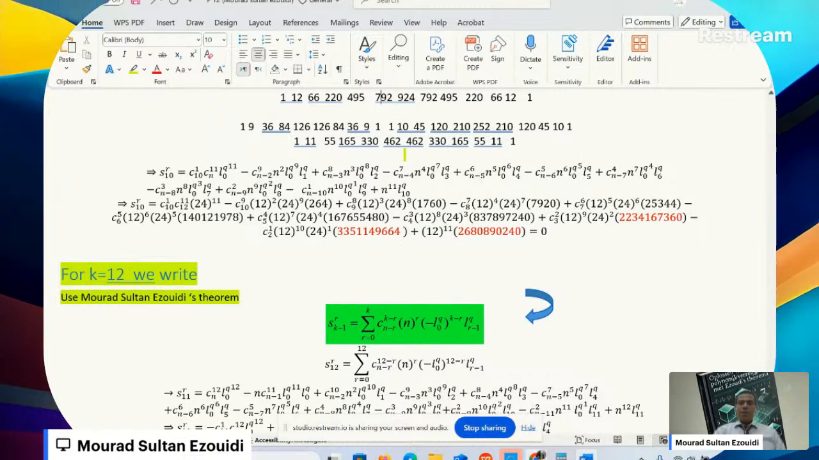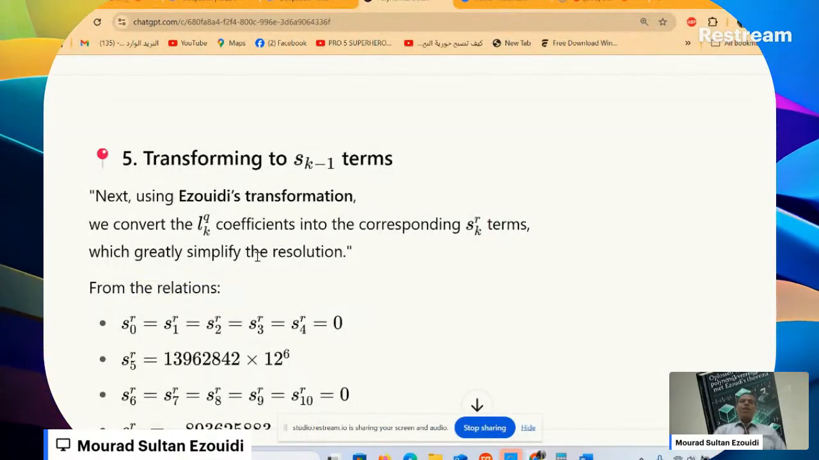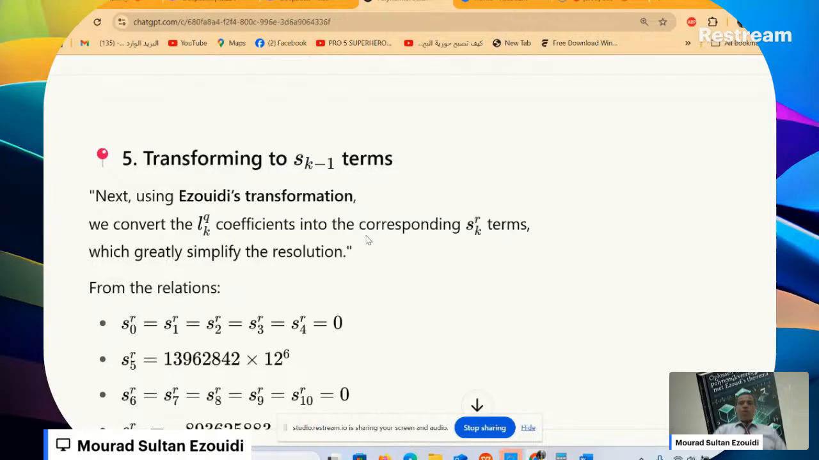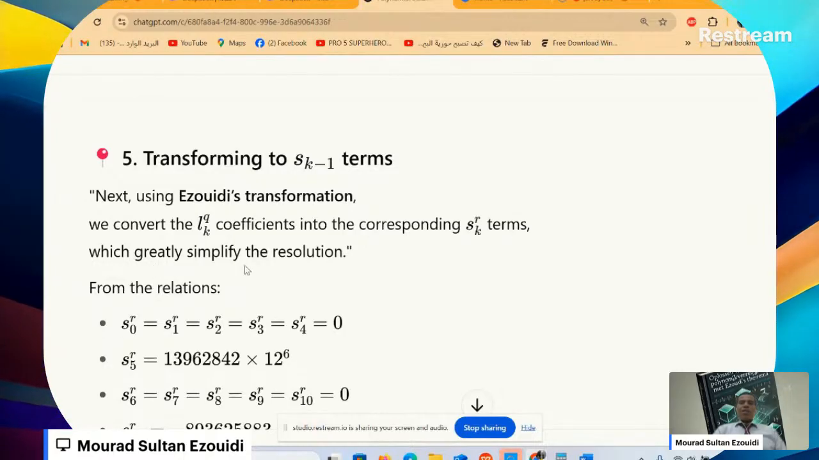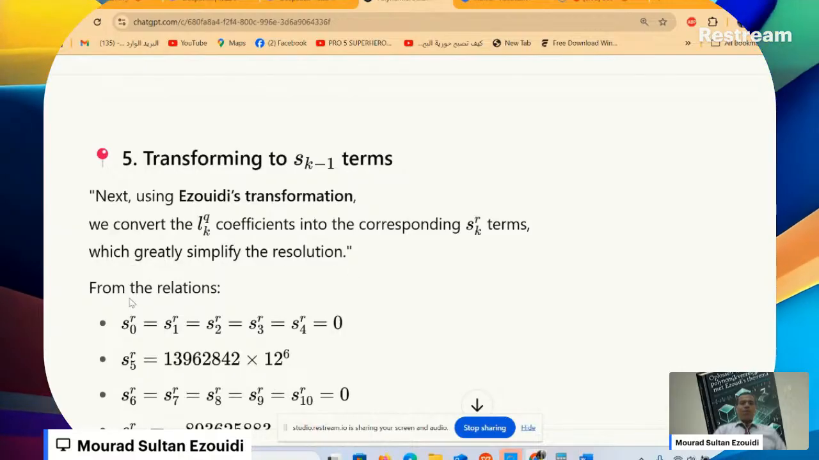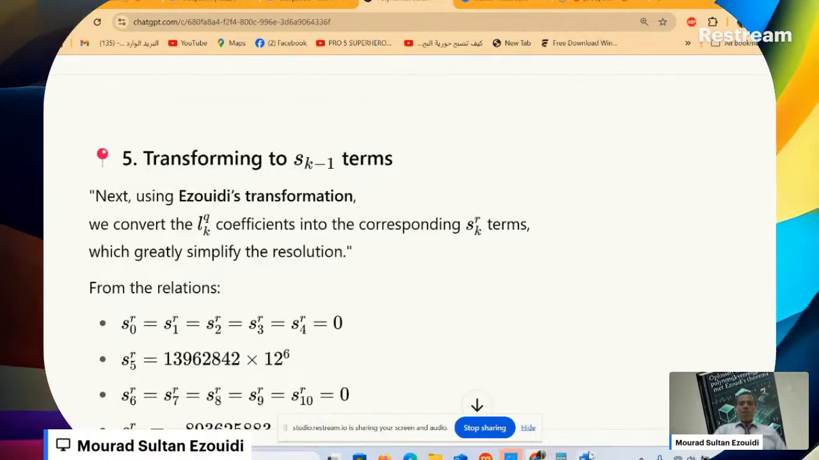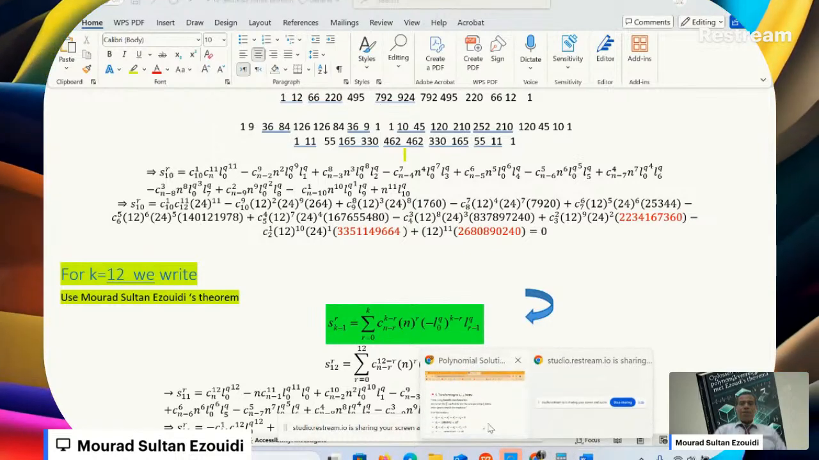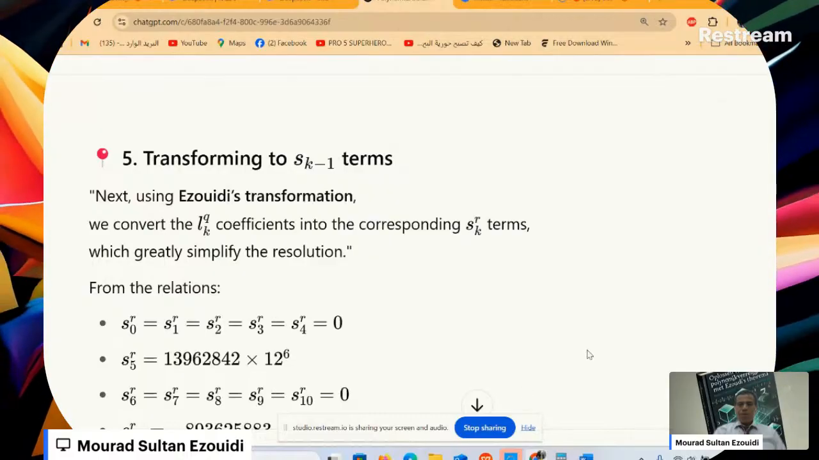Then I will find the value of S subscript k minus 1. It means we convert the L_{k-1} coefficients into the corresponding S_{k-1} of all our terms, which greatly simplifies the resolution. From the theorem of Mourad Sultan Ezouidi, this formula that I showed you, this formula comes here.